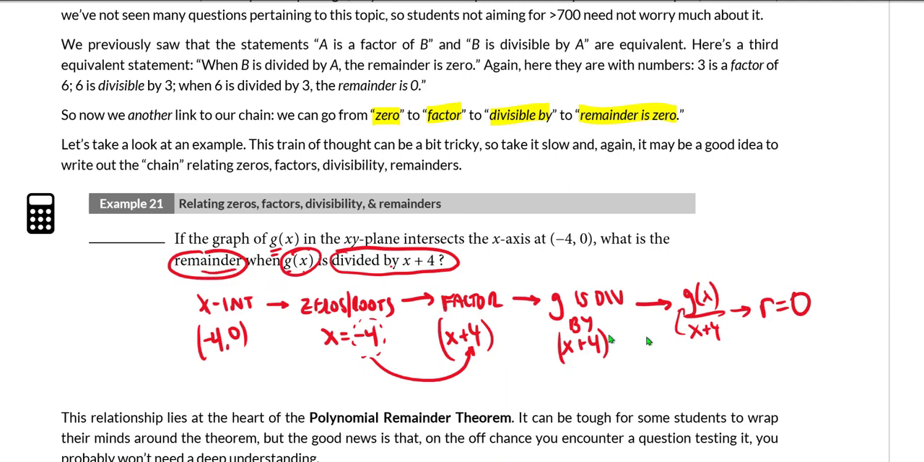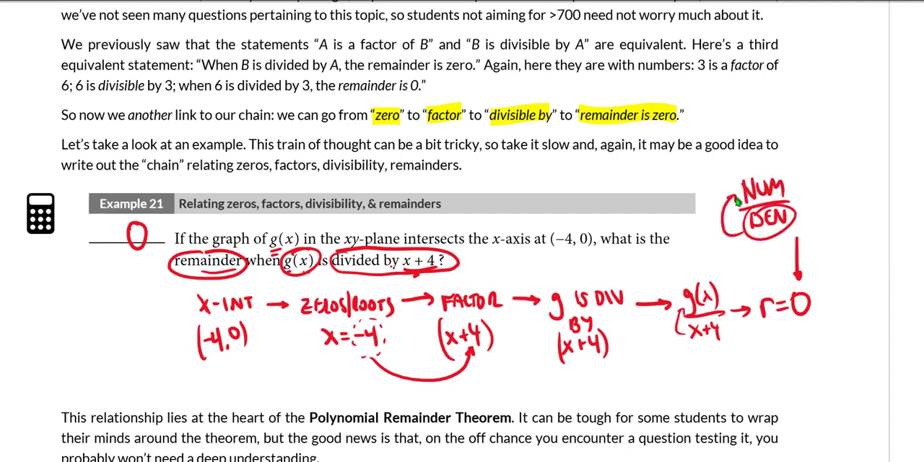They are asking us what the remainder is. There's our answer. Our remainder is going to be 0. Why will it be 0? Because we know that g of x is divisible by x plus 4, and anytime you divide something by something else, that top thing is divisible by, so a numerator, denominator.